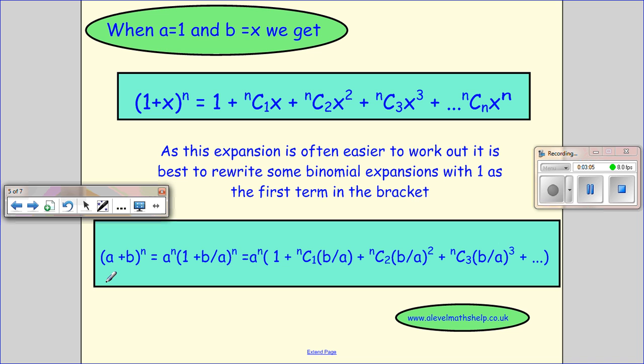So what I do recommend is if you have to expand something like this, you can take out a factor of a to the n, so it becomes 1 plus that, and that thing there then becomes your x. And so you can work out all your different bits and then multiply it by a to the n afterwards. So sometimes that is easier, and now we're just going to practice using this expansion because it's the most useful.